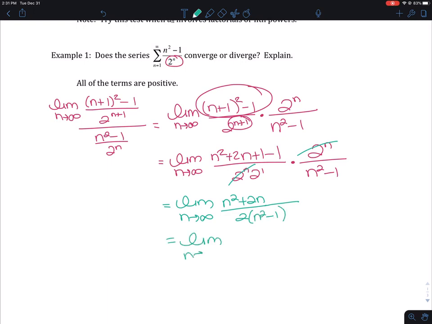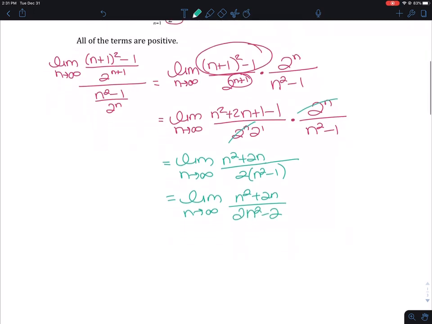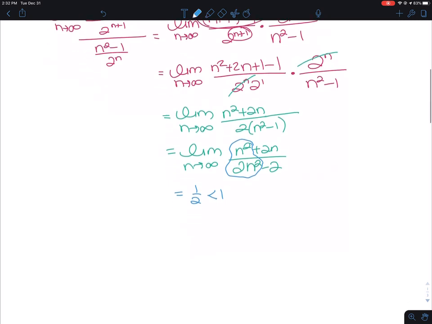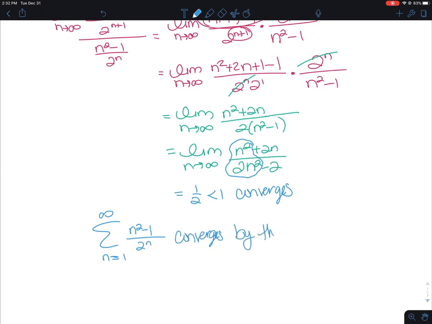So I get the limit as n approaches infinity of n squared plus 2n over 2n squared minus 2. And then this is the definition of a horizontal asymptote. So I take the ratio of my n squared in the numerator and my 2n squared in the denominator, and I get 1/2. And my 1/2 is less than 1, so this series converges. So we say that the series from n equals 1 to infinity of n squared minus 1 over 2 to the n converges by the ratio test.